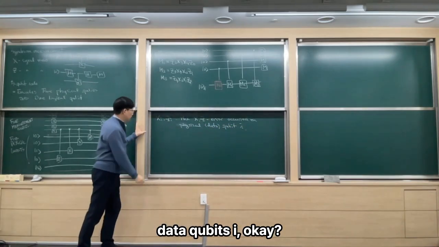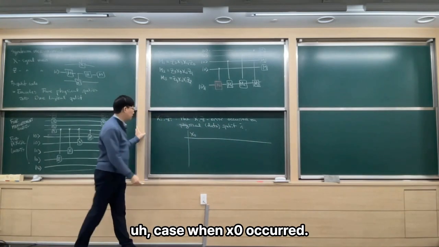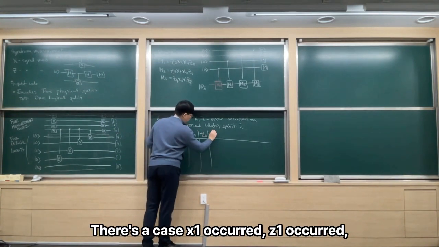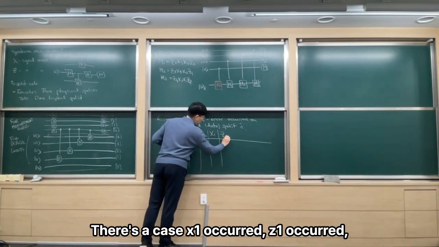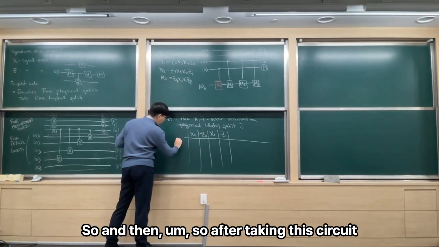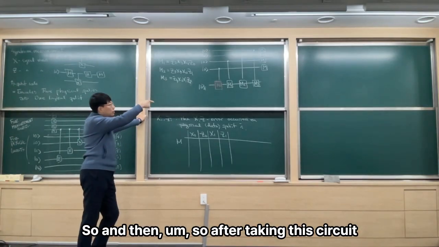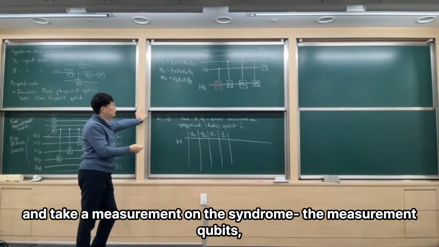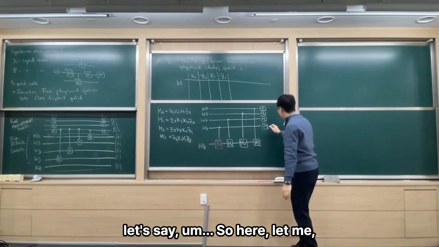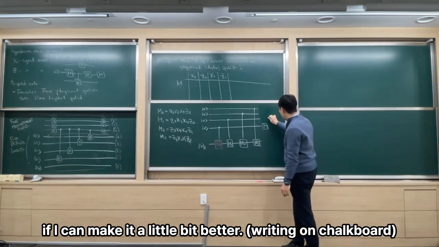Okay, so let me draw a big table here. So here there is a case when X0 occurred. There is a case when Z0 occurred. There's a case X1 occurred, Z1 occurred, and so on, right? So let's do it here. So after taking this circuit and taking a measurement on the measurement qubits, let's say, so here, if I could make it a little bit better.